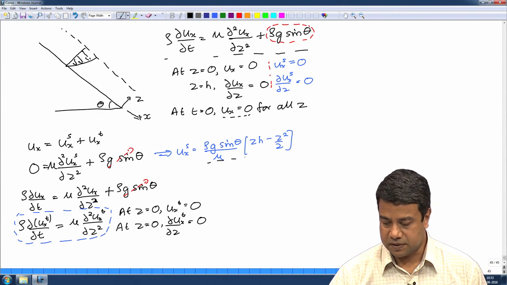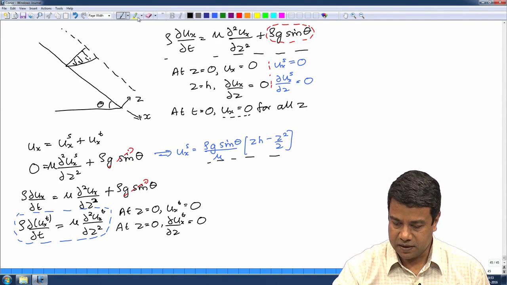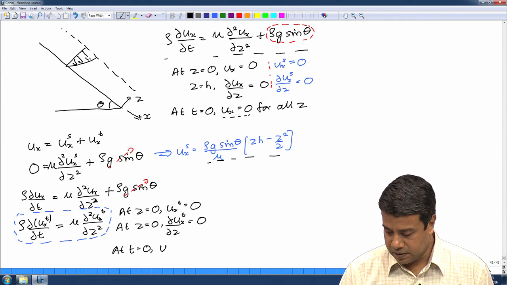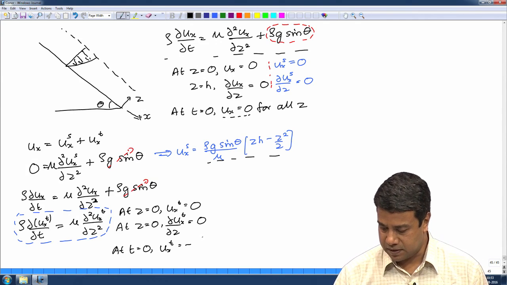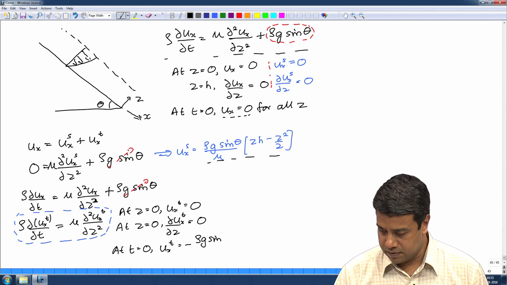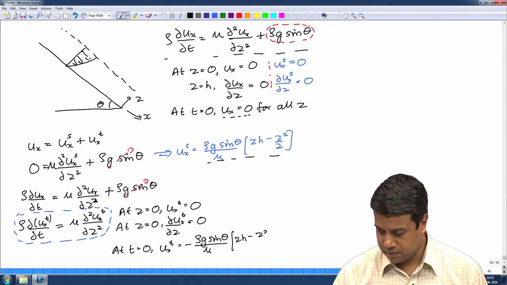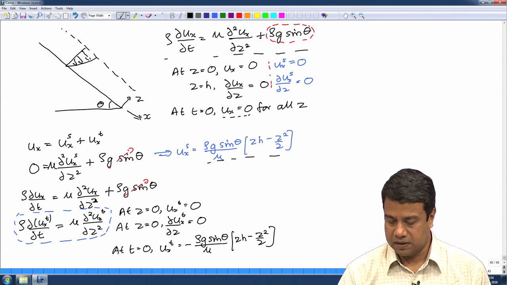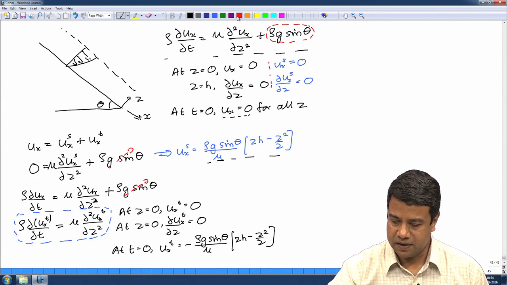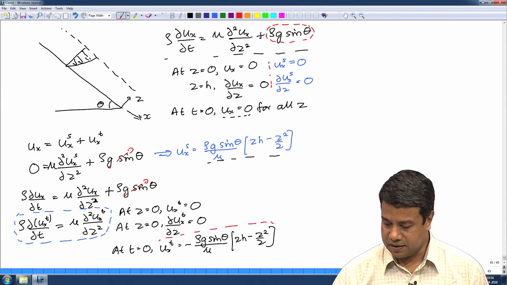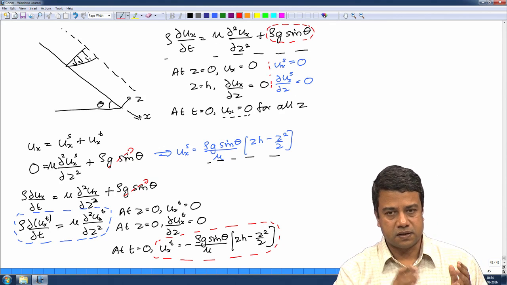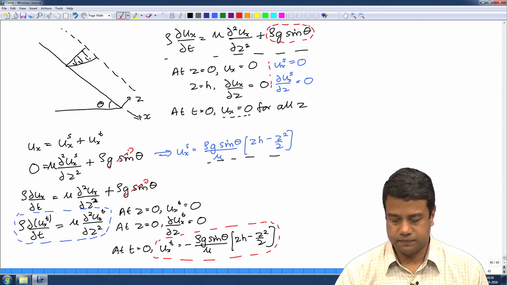And finally, at t equal to 0, u x is equal to 0 for all z. However, the steady part is non-zero. So, therefore, the initial condition for the transient part should be that at t equal to 0, u x transient is equal to minus u x steady. So, as expected in a separation of variables procedure, the forcing is at the initial time. U x transient has to go to 0 as t goes to infinity. It is non-zero at the initial time.